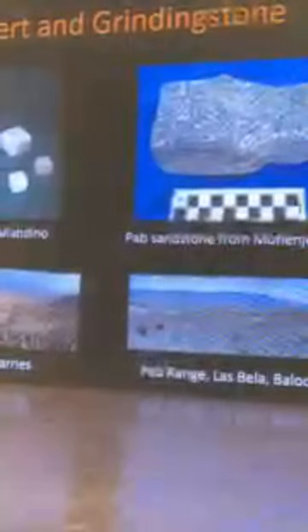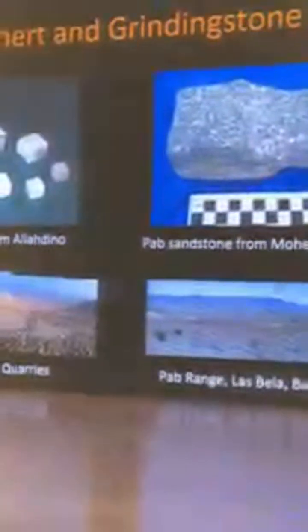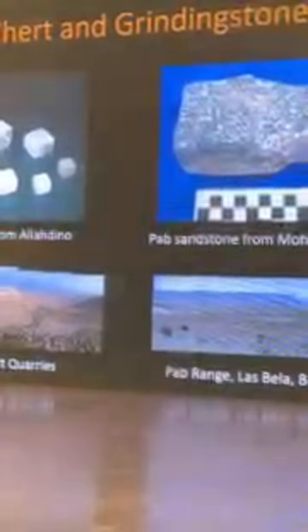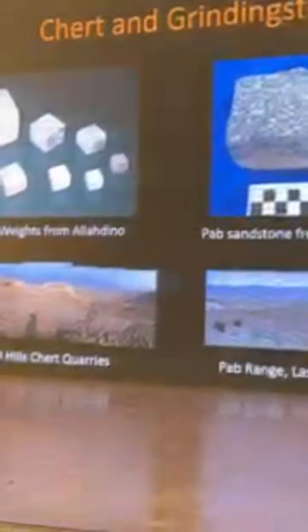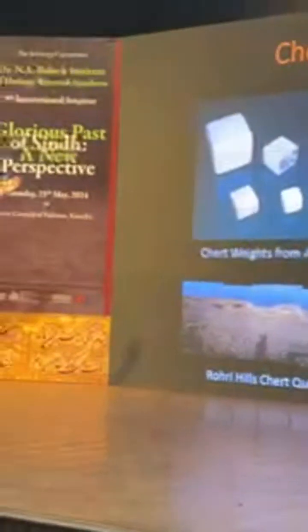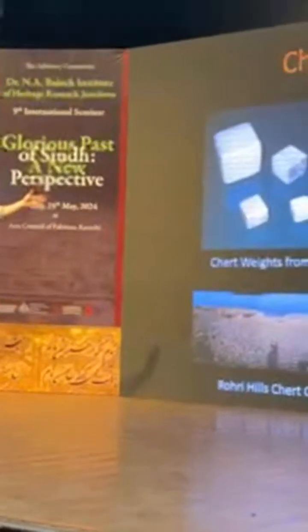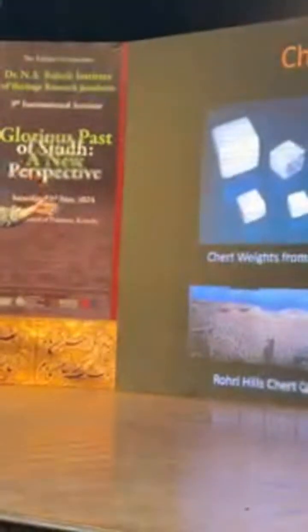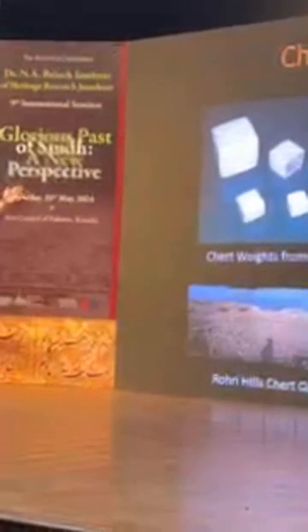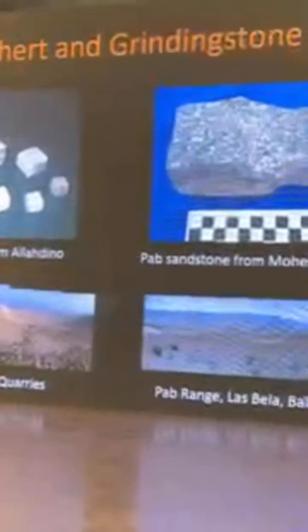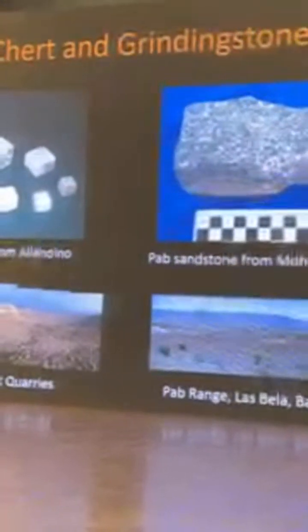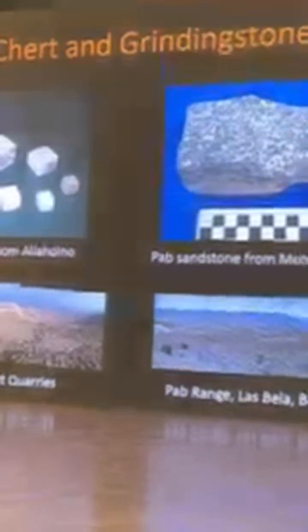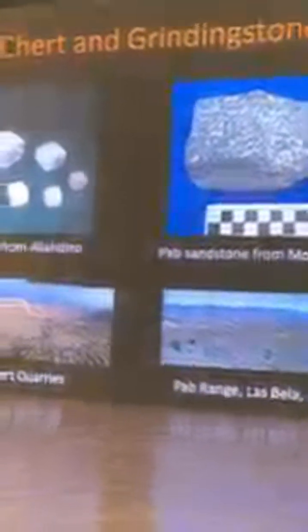And I'm running short of time. I can't go into detail about a lot of other things, but resources that are clearly very important here in Sindh are chert from the Rohri Hills and other sources in Sindh and Cholistan. You find these at sites, and we found these at Allahdino from the 1970s. And grinding stones. This is Pab sandstone from Mohenjo-daro. Now Pab sandstone occurs in the Suleiman range north of it, but it also occurs in the Pab range itself, which is in Las Bela, Balochistan, and that's probably the nearest source.